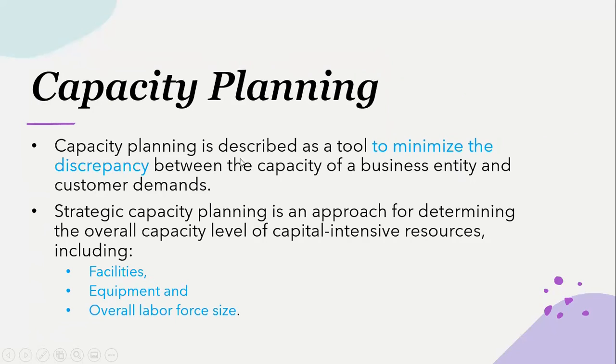So capacity planning is described as a tool to minimize the discrepancy between the capacity of a business entity and customer demand. So by planning the capacity, we minimize the discrepancy. And strategic capacity planning is an approach for determining the overall capacity level of capital intensive resources. And these are the capital intensive resources: facilities, equipment, and labor.